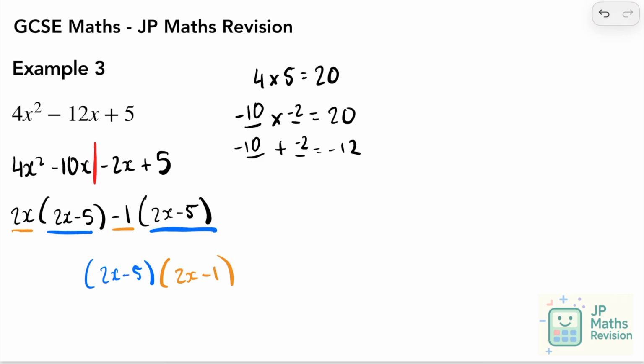Again, we can double check our answers to these by expanding out using the FOIL method and showing that when we expand it, we get this answer here.